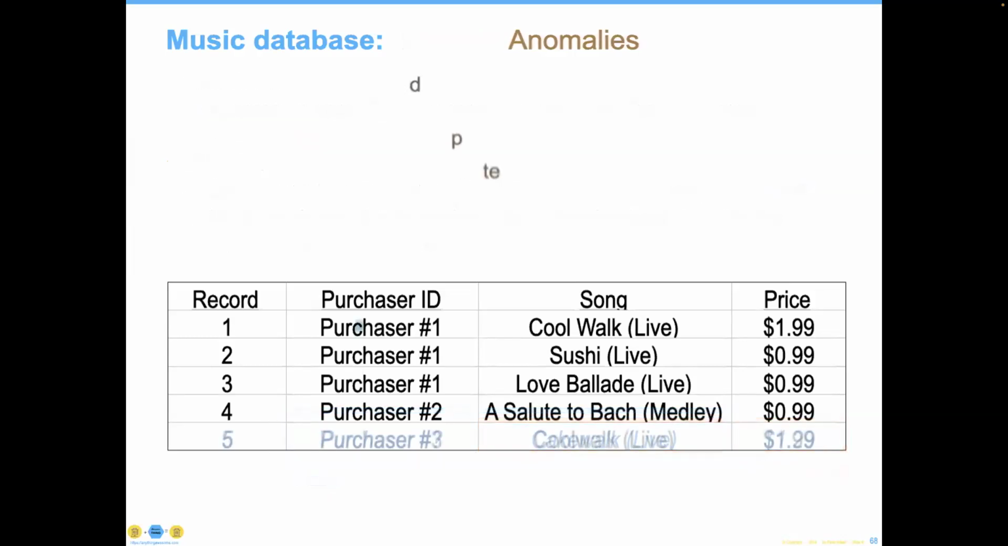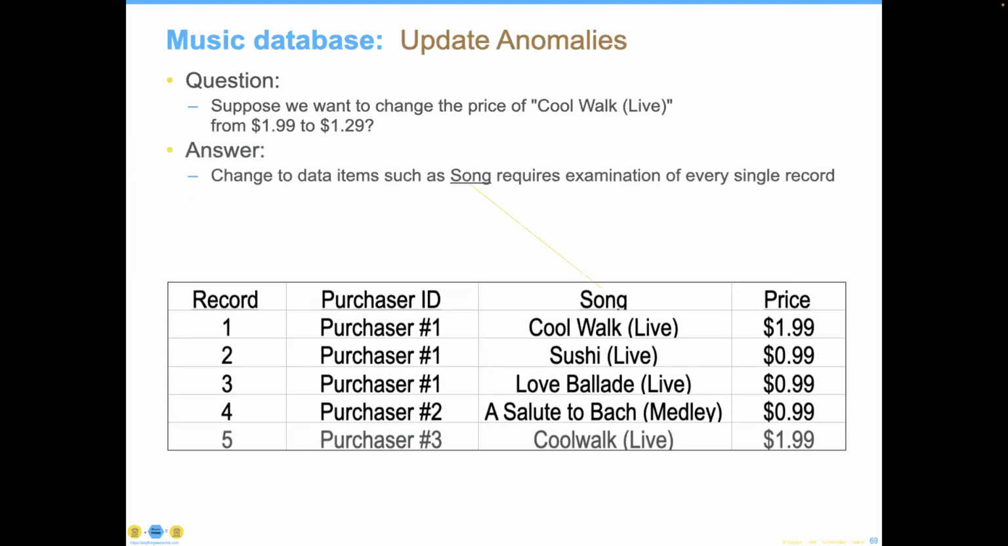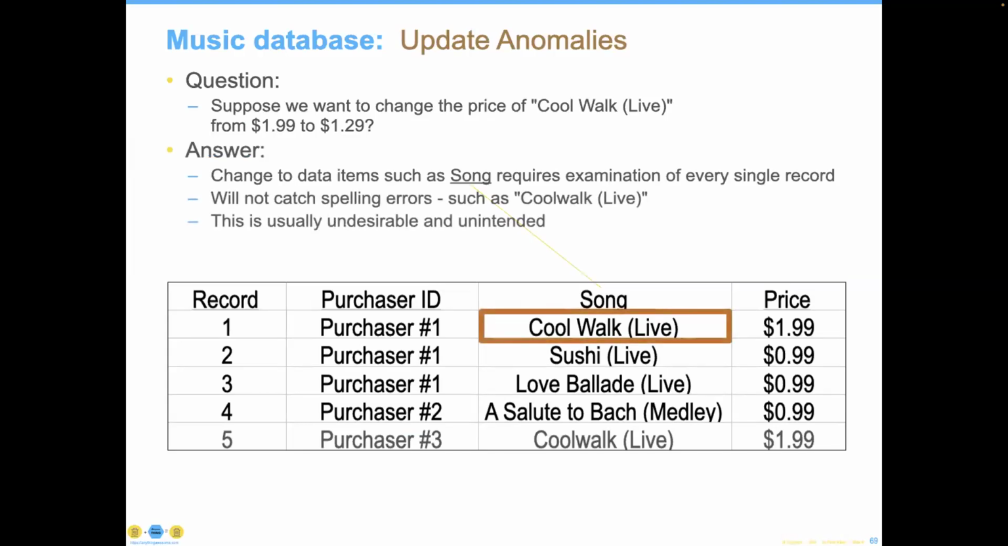Again, undesirable, unintended. Update anomalies are fairly straightforward as well. Suppose I want to change the price of Cool Walk from $1.99 to $1.29. Well, if I have all of them in a long file like this, I have to go through and review each and every one of them and change the file in order to do this. Also, that will not catch spelling errors, because notice Cool Walk is spelled both correctly there and incorrectly down here, which means whatever I did would miss that particular inference around it.